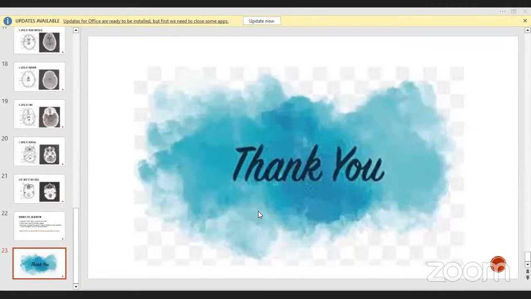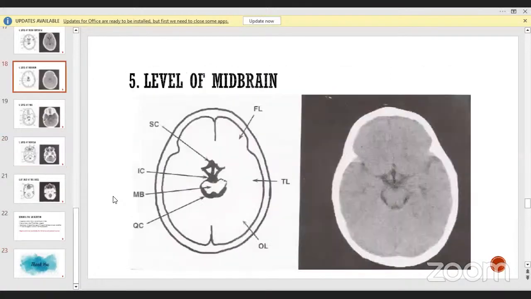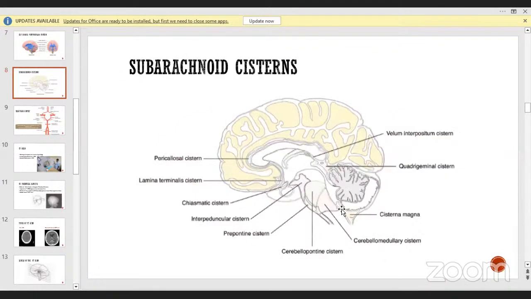Can you again share your PPT and show the slide of the cisterns on the screen? Okay, especially the basal cistern is very important. I am sharing. Is it visible? Yes.